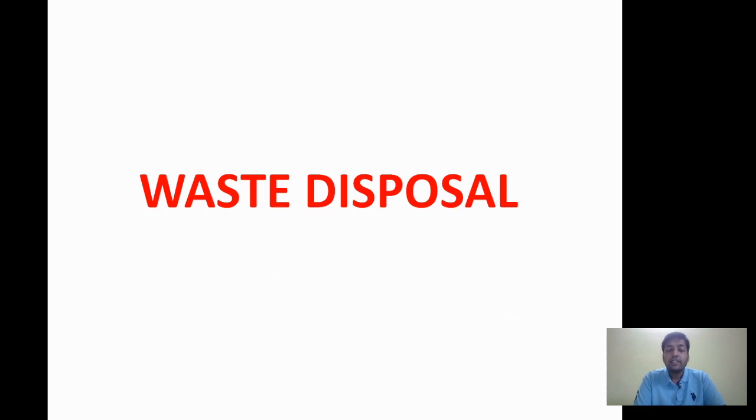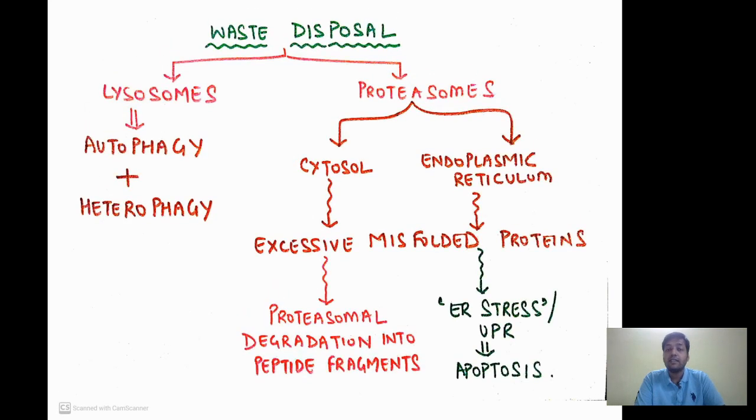Now the next topic is very important, but before I go into it, I would like to speak about waste disposal. Already we have read about waste disposal in chapter number 1, that is cell as a unit of health and disease, but we are just going to revise how the waste from our body is being metabolized at the cellular level. So we have lysosomes, and inside the lysosomes we have autophagy and heterophagy. So inside the lysosomes we get disposal by autophagy and heterophagy.